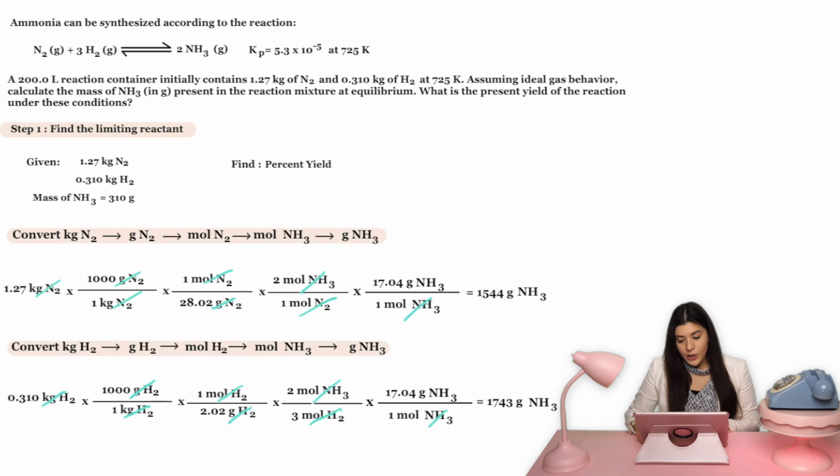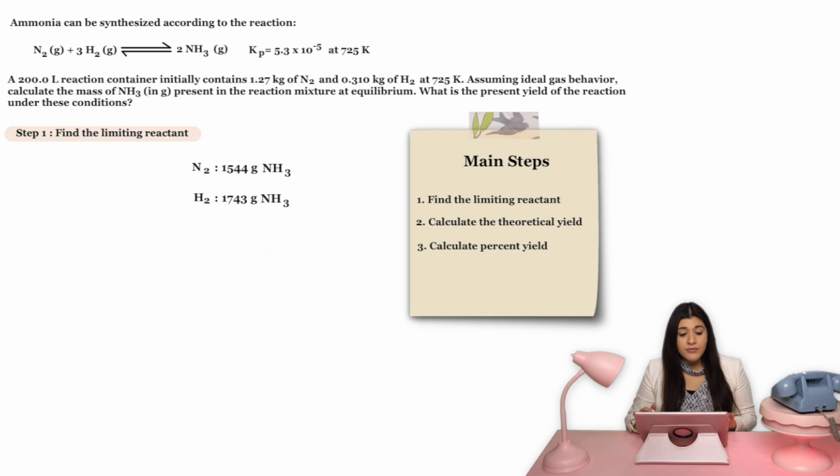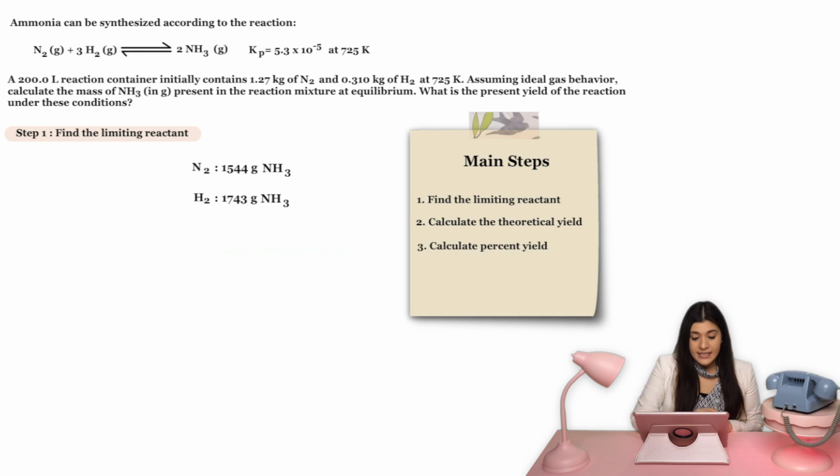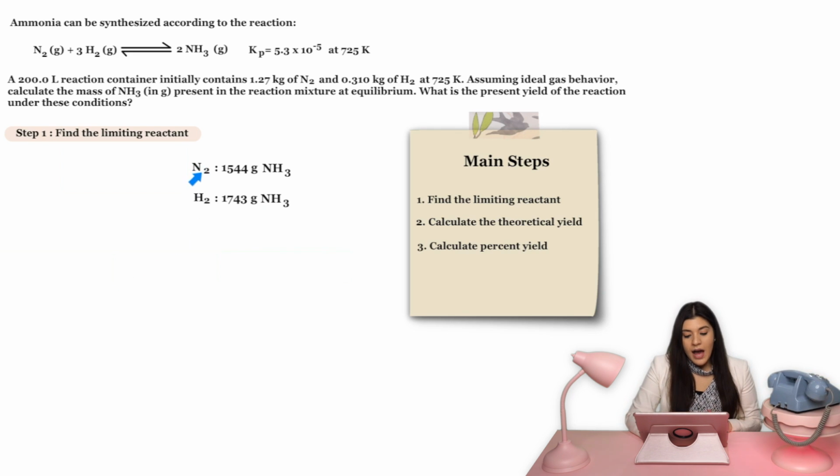So that was just figuring out the mass of each reactant, so how much each reactant would produce in our product, how many grams. What we want to do now is actually identify what is the limiting reactant. Remember that the limiting reactant is going to produce the least amount of product. So in this case, if I'm looking at this, I see, okay, well, N2 produced this amount of ammonia, and then H2 produced this amount of ammonia. Which one produced the least? Well, N2, so that has to be our limiting reactant.